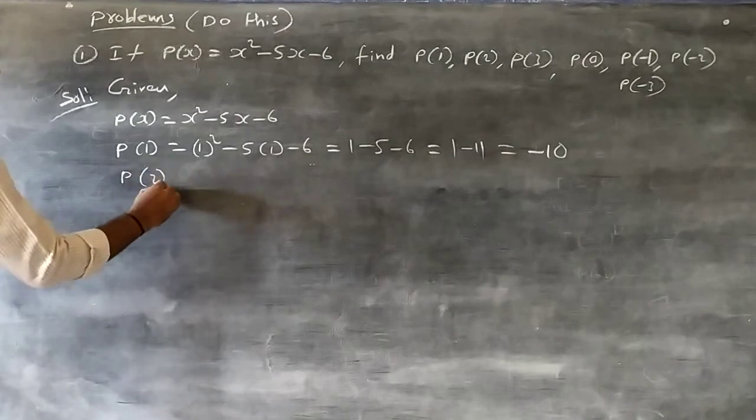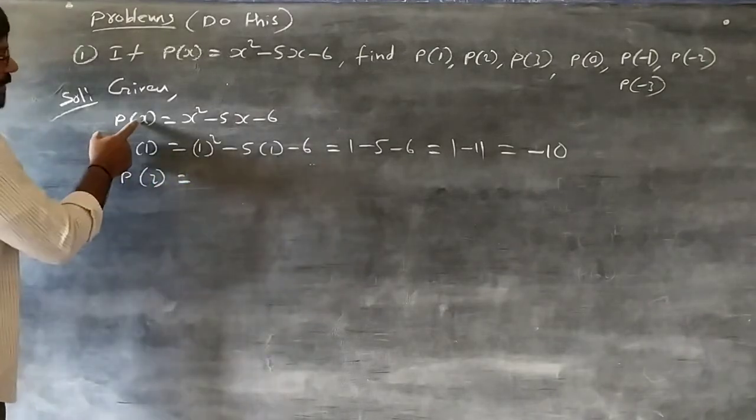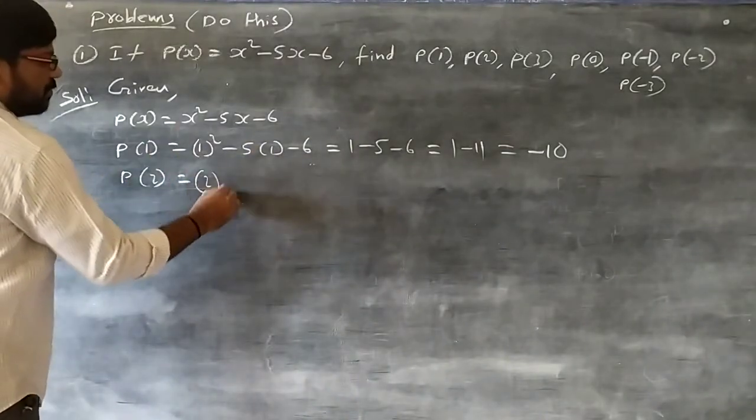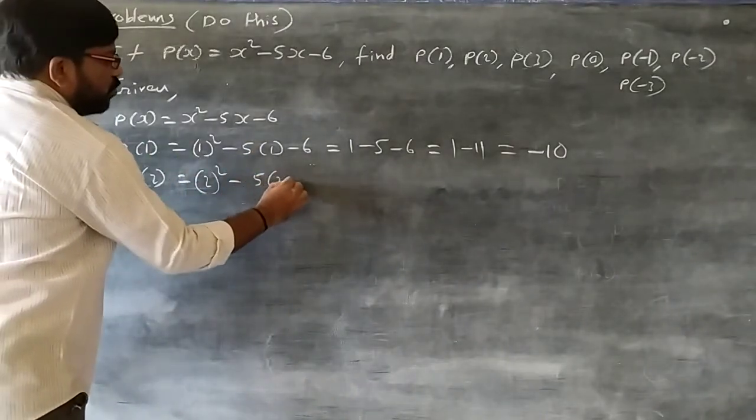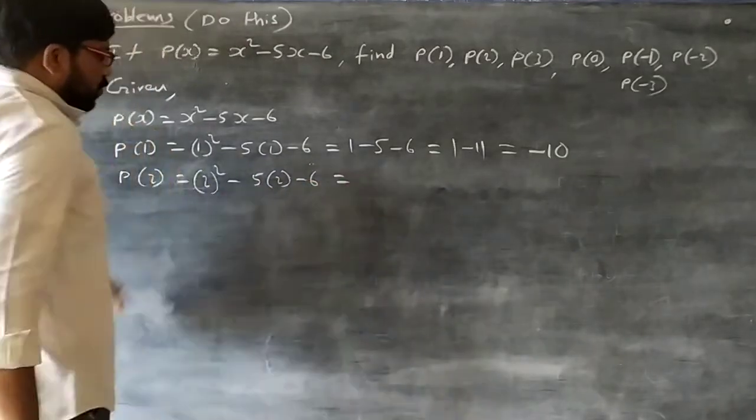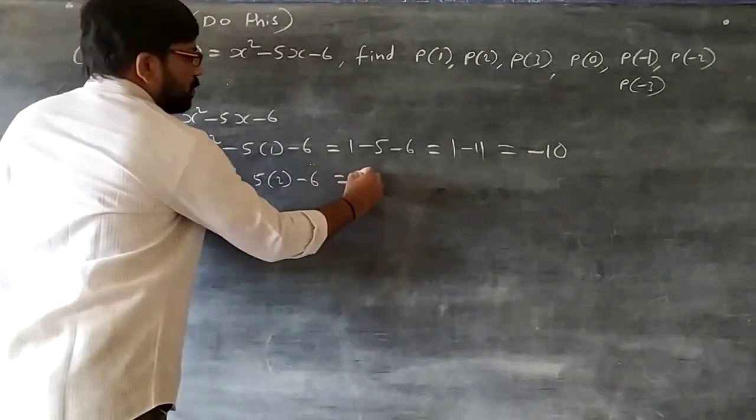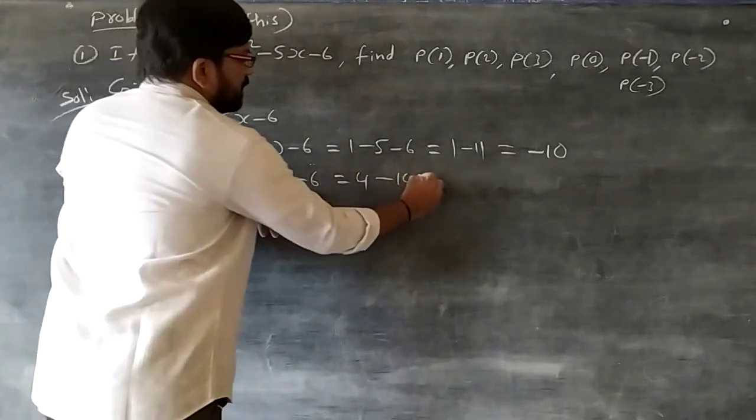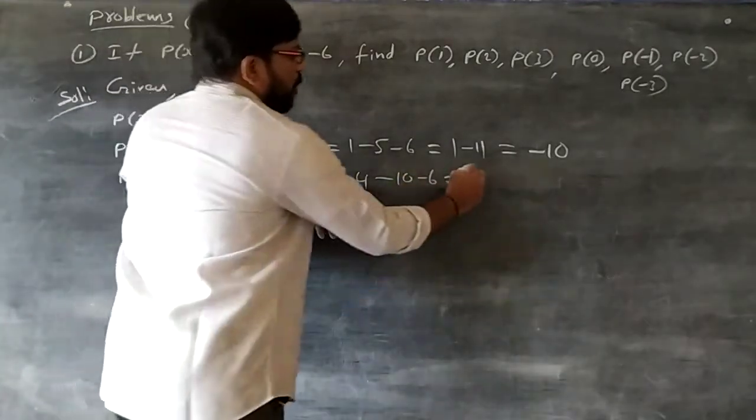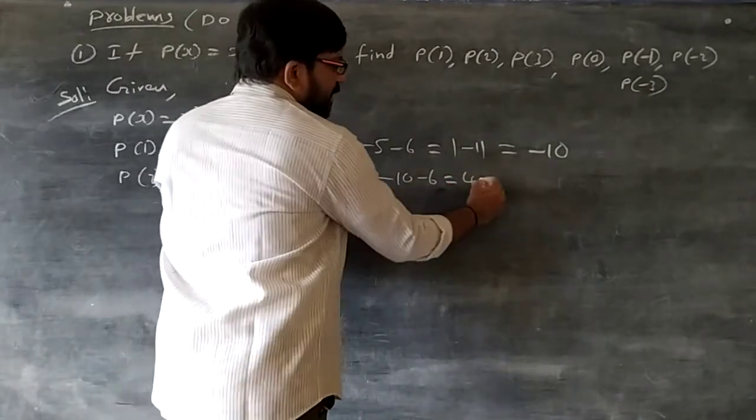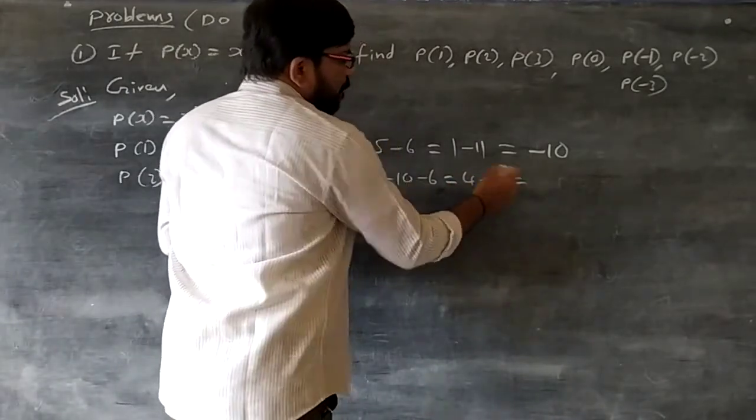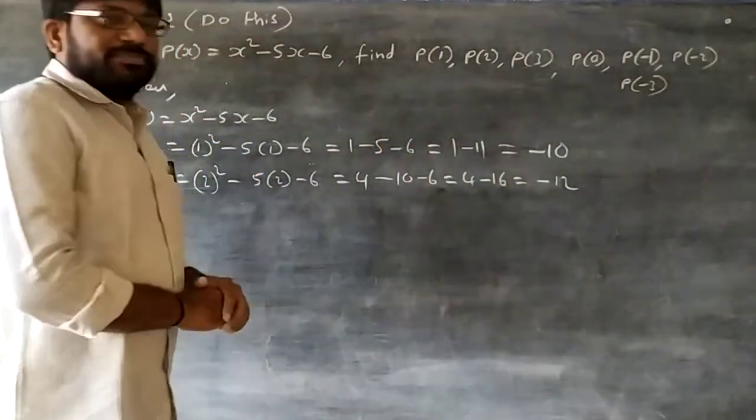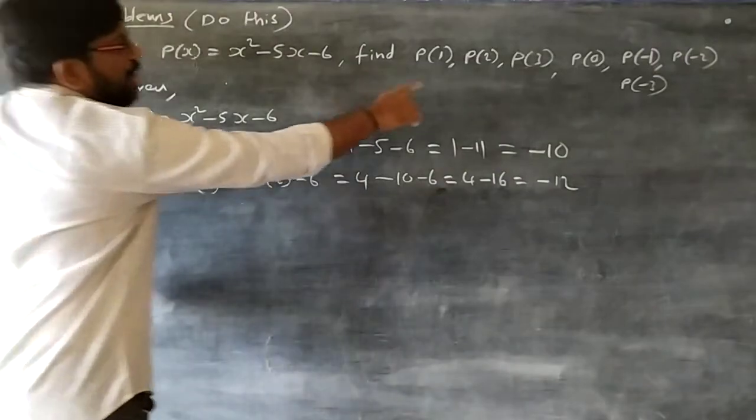P of 2 is equal to. Substitute x equal to 2. That's it. 2 square minus 5 into 2 minus 6. That is equal to 2 square, 4, minus 5 twos are 10, minus 6. That is equal to 4 minus 10 minus 6, minus 16. 4 minus 16 is minus 12. Next to p of 3.